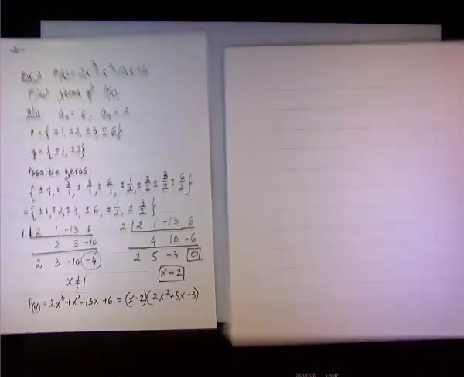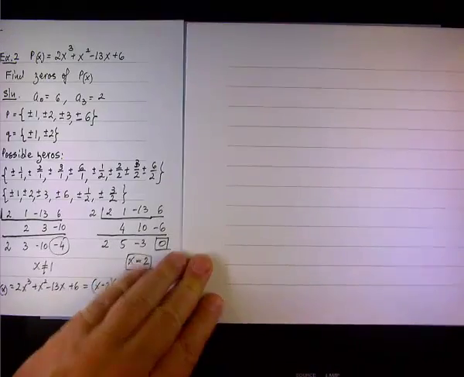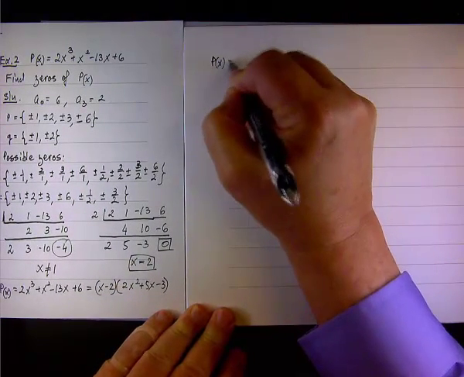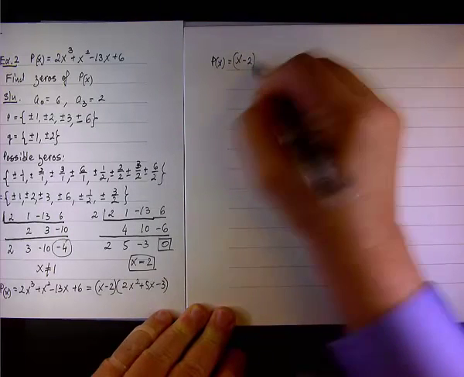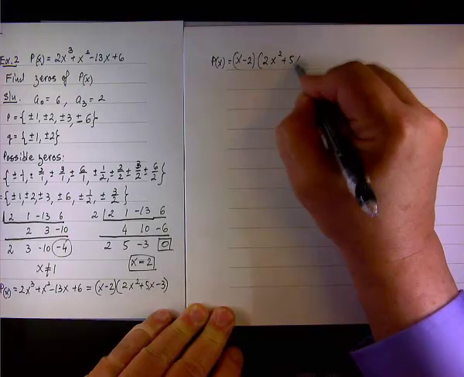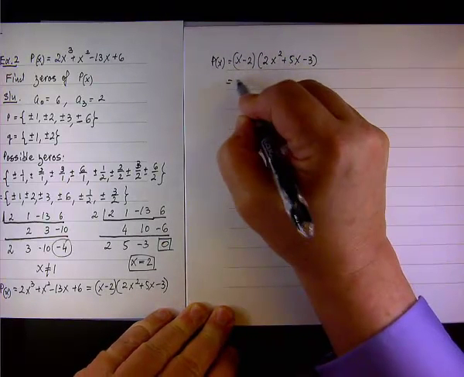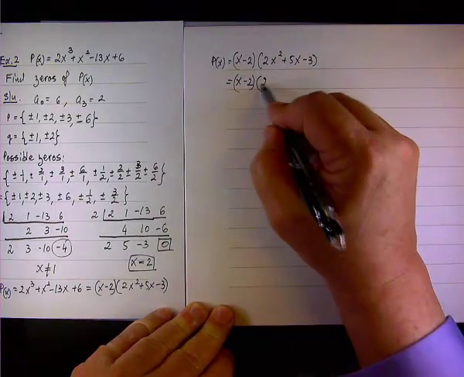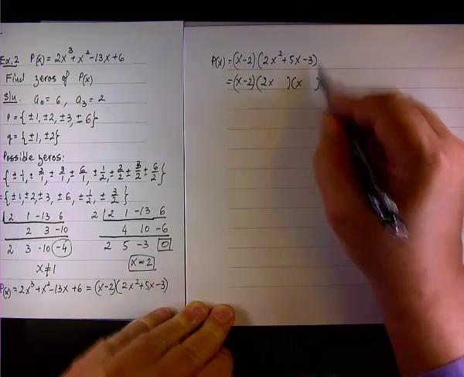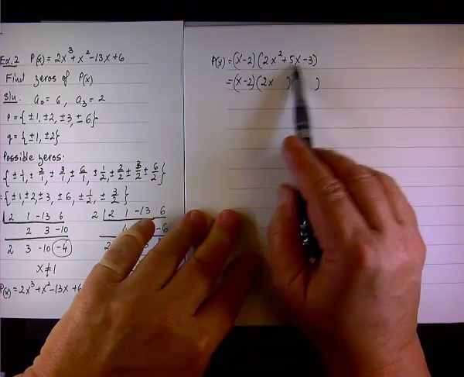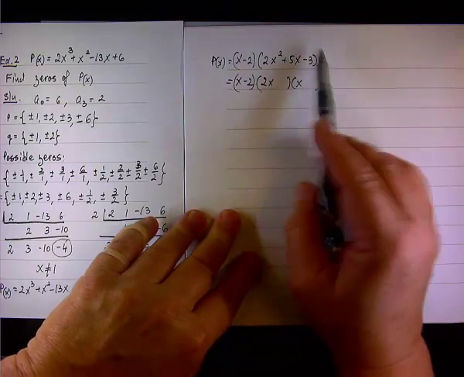For instance, if we have x cubed minus 8, you know that it has x minus 2 as a factor. Or if you have x cubed plus 3x squared minus 5x, you know that x equals 0 is one factor, and now the cubic becomes quadratic. So let's see what we do here. At the end, p of x equals x minus 2, which you found by synthetic division, and then let me rewrite 2x squared plus 5x minus 3, and now we need to factor this.